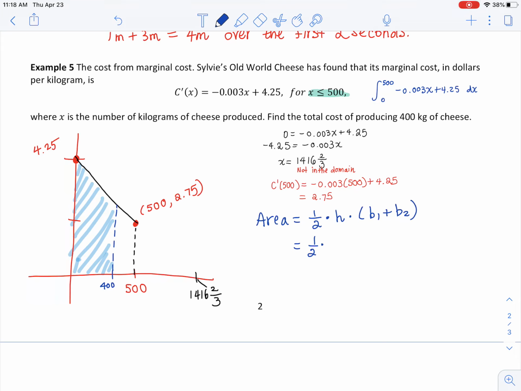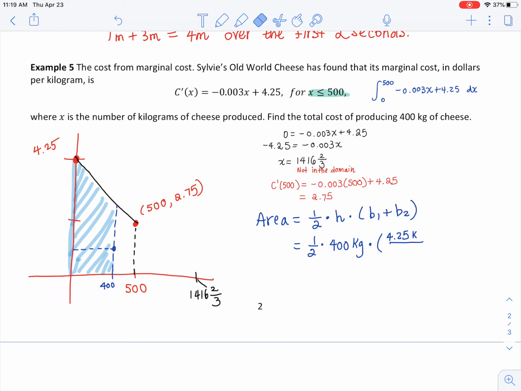All right, area of a trapezoid: area equals 1/2 times height times base 1 plus base 2. 1/2 times, what's the height? Height is this distance, right? And that is 400 kilograms of cheese times base 1 and base 2. Base 1, I usually call the shorter side base 1, but it doesn't matter. I can say this is base 1.